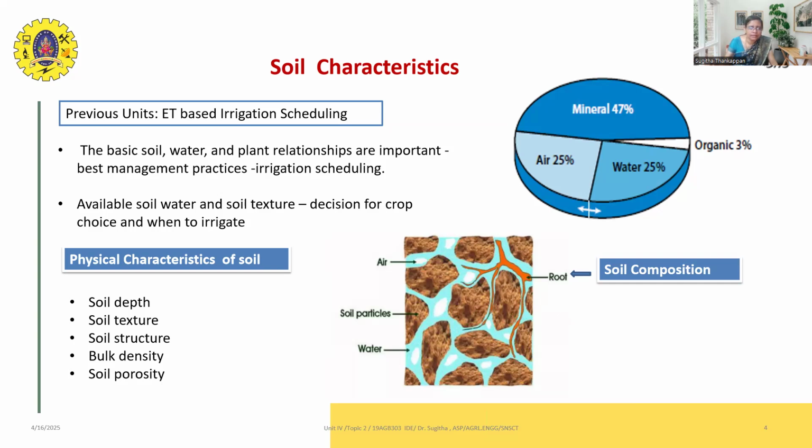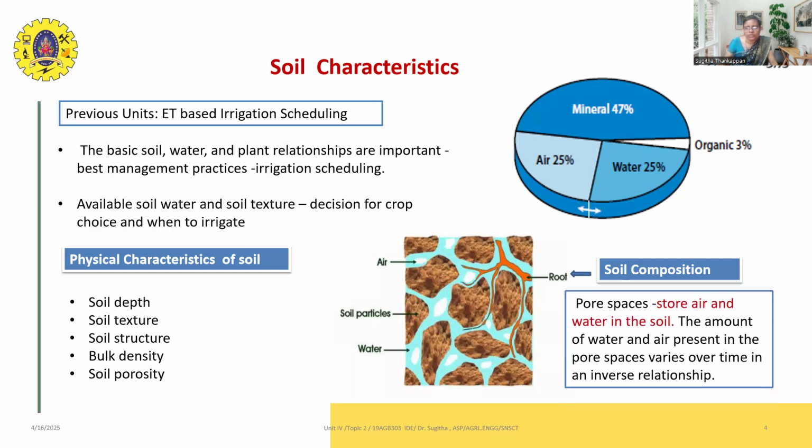So five physical characteristics of soil are very important, of which soil depth, texture, structure, bulk density, and soil porosity. We will be exploring them one by one in the next videos. If you see this picture, you can see the soil particles are arranged in a very systematic manner, and there exist some intermolecular spaces or void spaces which are occupied by the air and water. And you can see the root component which contributes to the organic fraction of the soil.